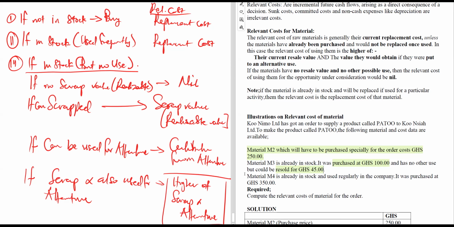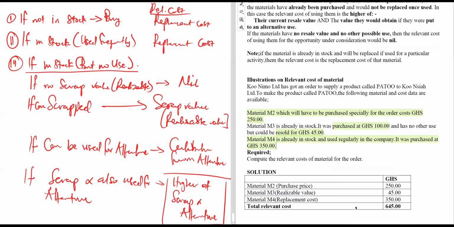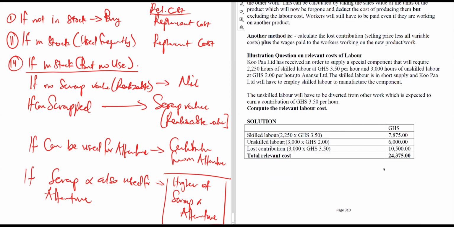Nice. Material M4 is already in stock and used regularly in the company. Was purchased at 350. Sunk cost. No, we have to replace it. Regular use, so replacement cost. Yes, so 350 is relevant, because you have to replace it. Nice. Okay. You are getting there.